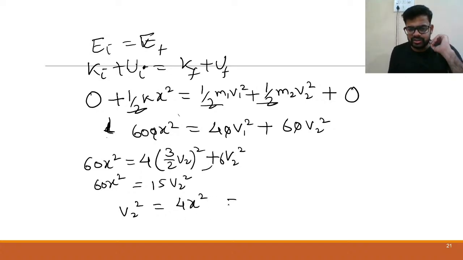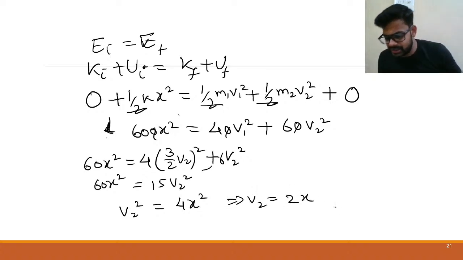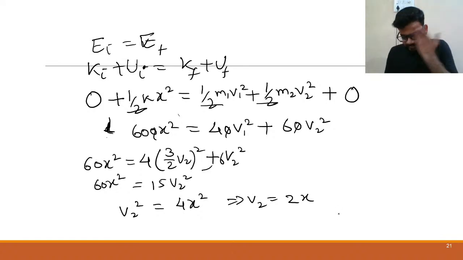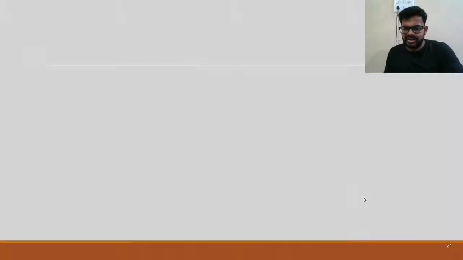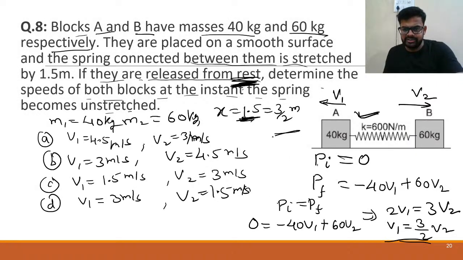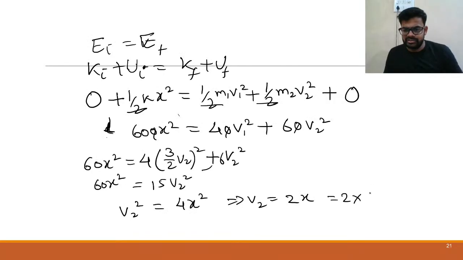So finally v2 is equal to 2x. Let us put the value of x given in the question, which is 3 by 2, that is 1.5. So 2 into 1.5 is 3. So v2 is 3 meter per second.